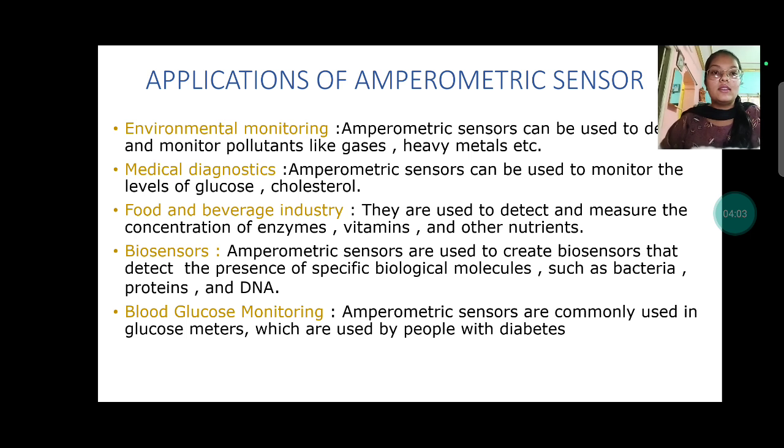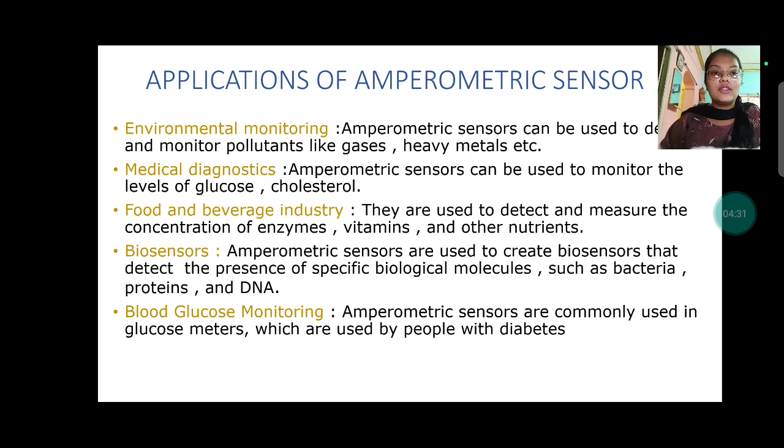Applications of amperometric sensors. Environmental monitoring, medical diagnostics, food and beverage industry, biosensors, blood glucose monitoring. Environmental monitoring: amperometric sensors can be used to detect and monitor pollutants like gases, heavy metals, etc. Medical diagnostics: amperometric sensors can be used to monitor the level of glucose, cholesterol.